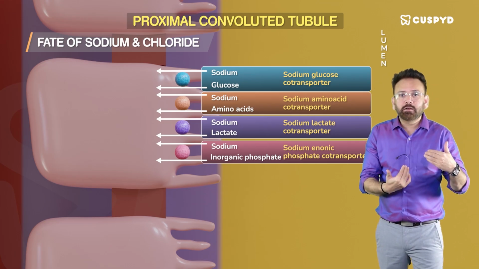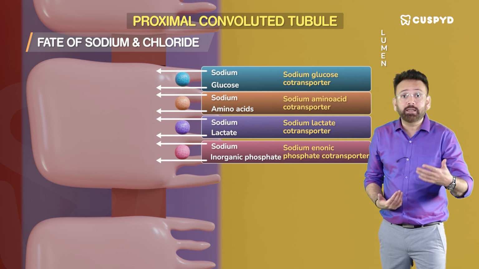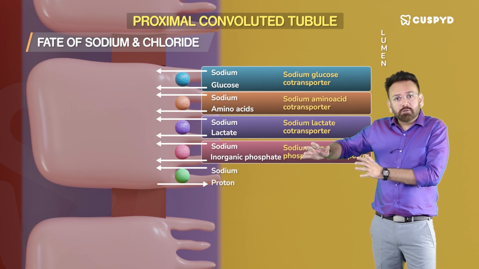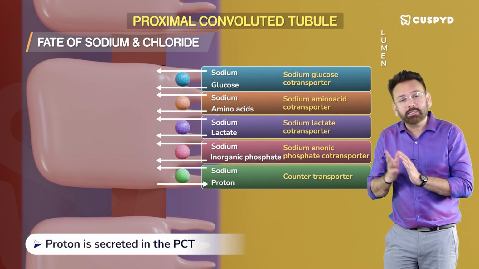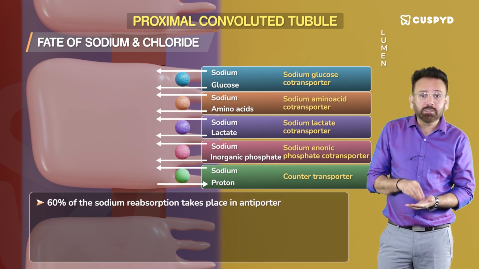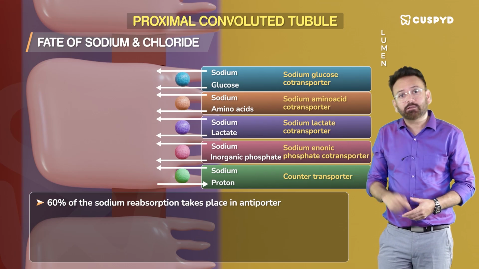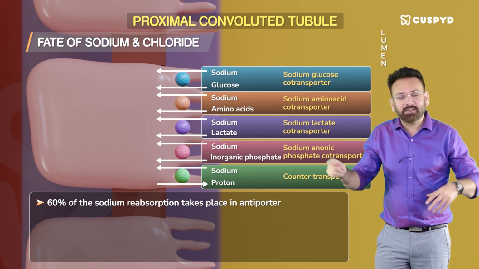It is called an exchanger or counter transporter, like the sodium-proton exchanger. Sodium is coming in, but proton is coming out. It is a counter transporter. So proton is secreted in the PCT, and 60% of sodium reabsorption is happening by this antiporter, the sodium-proton exchanger, NHE. This is not your ex, it is exchanger.